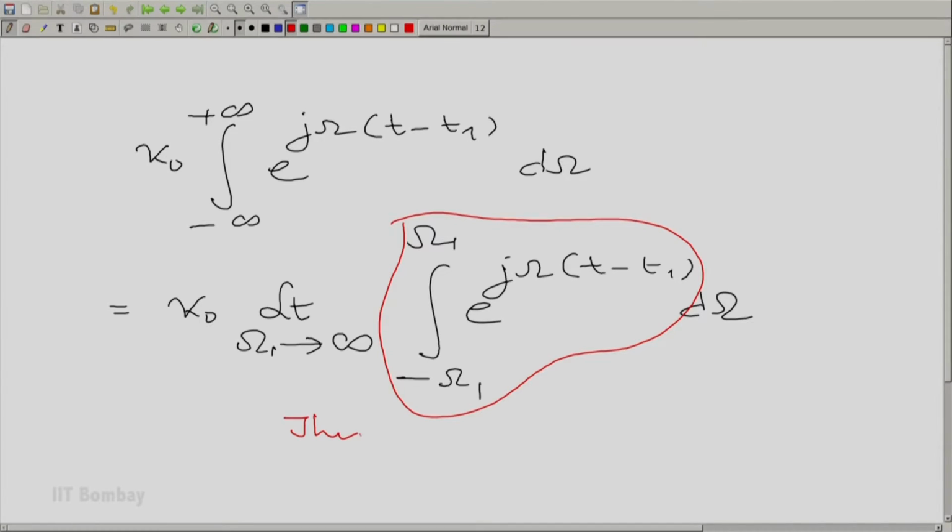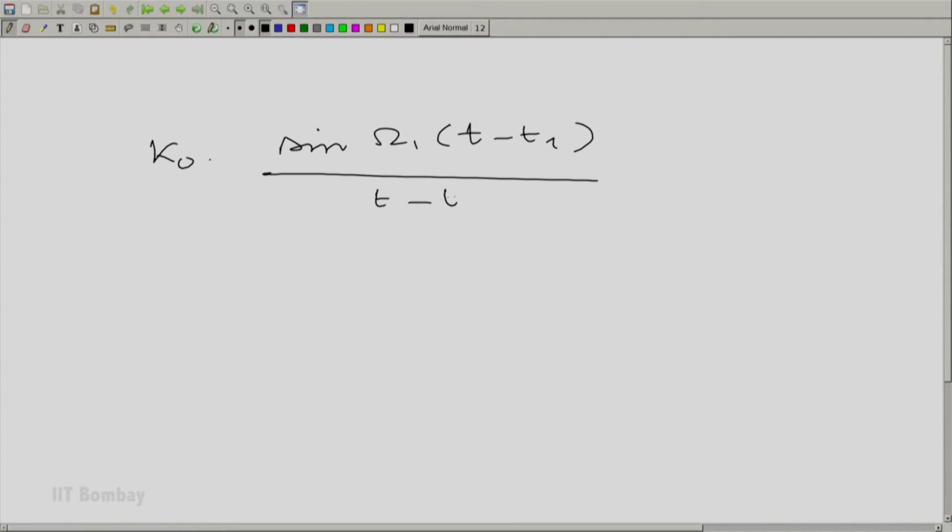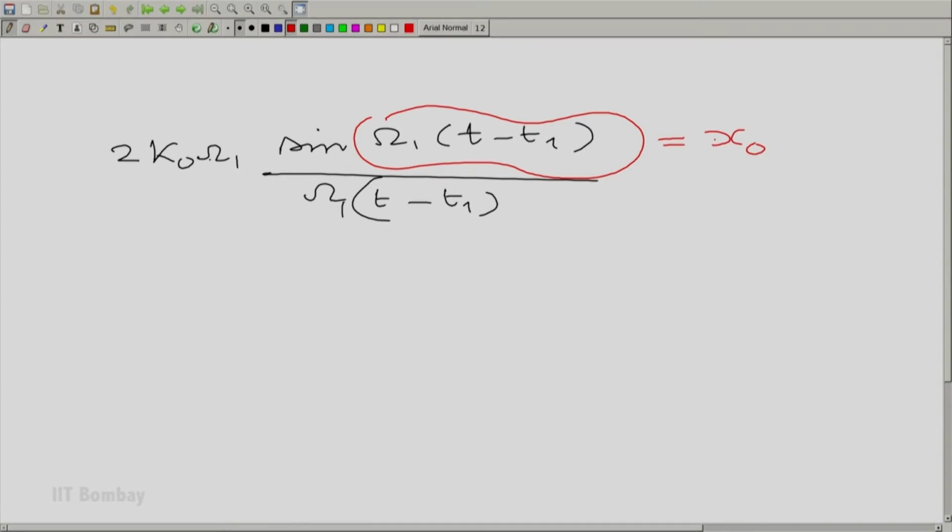And essentially this was related to a sin x by x kind of pattern. In fact, we know what that sin x by x form is. So, the sin x by x form was as follows. You see, the kappa 0 remained where it was. Then you had sin omega 1 into (t minus t1) divided by (t minus t1). You can keep omega 1 here and here as well. So, now we had an x0 that looked like this. What you have here as the argument is x0. So, this is of the form 2 kappa 0 omega 1, where omega 1 is a constant, times sin x0 by x0.